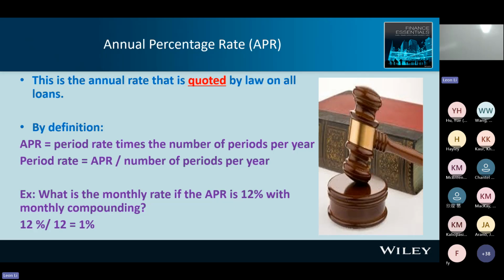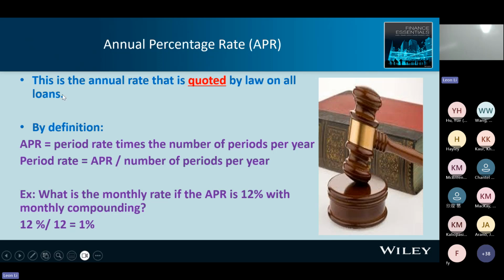So annual percentage rate, APR. This is the annual rate that is required by law to be quoted on all loans. So you can see the house loan, the rate you can see in the market is the annual percentage rate, or APR.